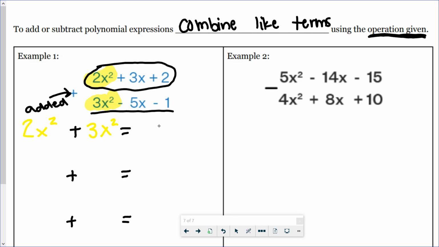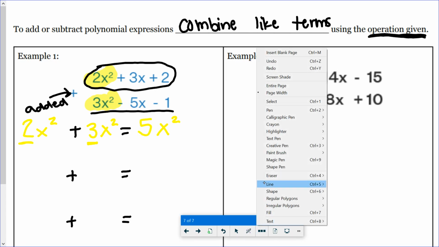My variable and my exponent stay the same. That's what maintains that they're like terms. So the only thing I'm going to combine is my coefficients. So I have 2 plus 3, which is 5. So my answer is 5x squared.